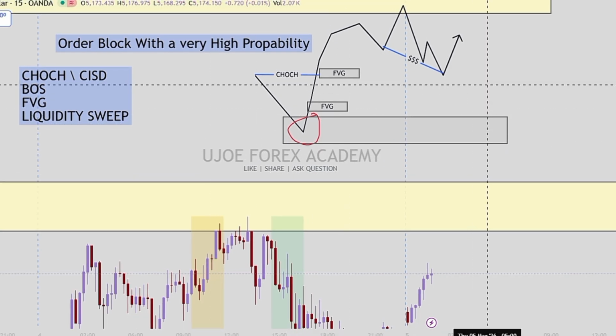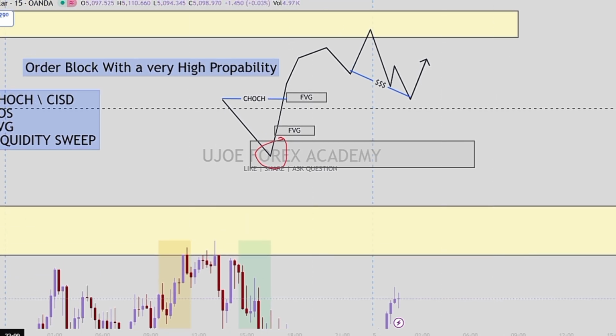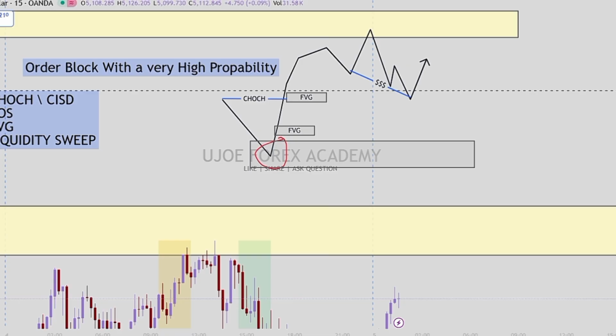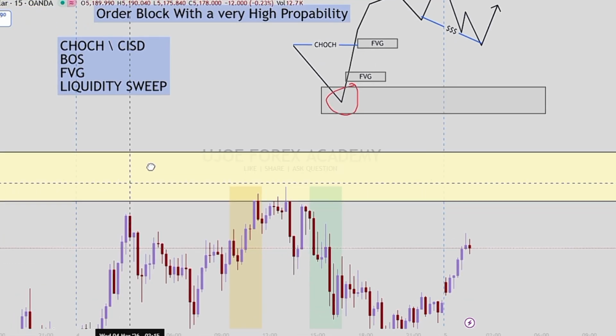Another thing I'm also going to say here that is still going to help you is that, remember we talked about liquidity sweep, but in most cases your order block might not have it. It's very important that it has it because we're looking at high probability together now. So let's go through the chart and see if you can find a couple of high probability order blocks.